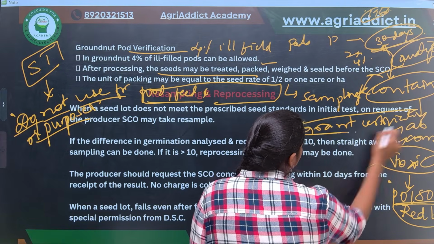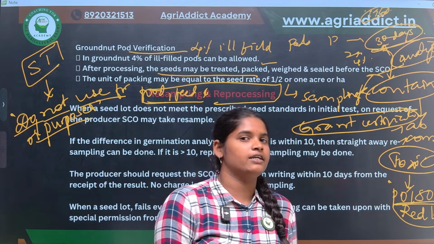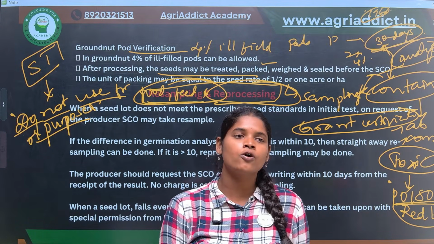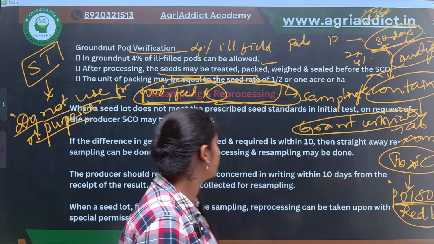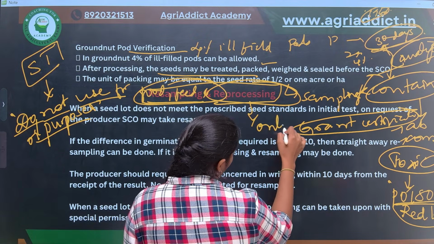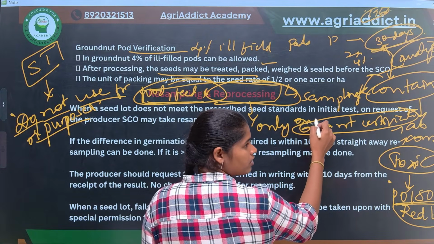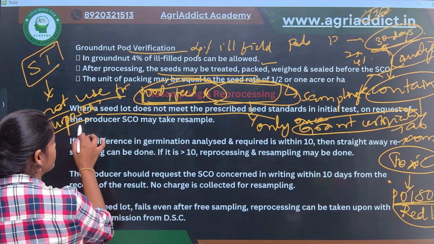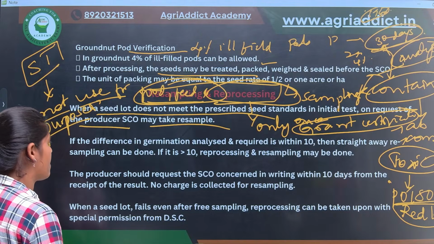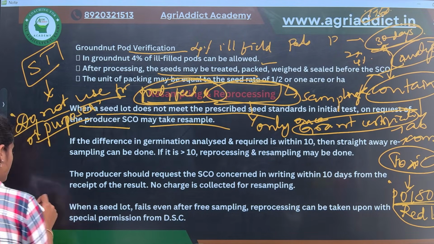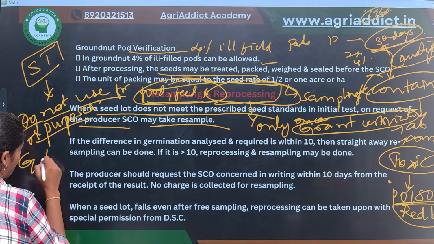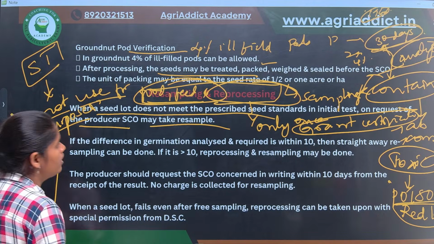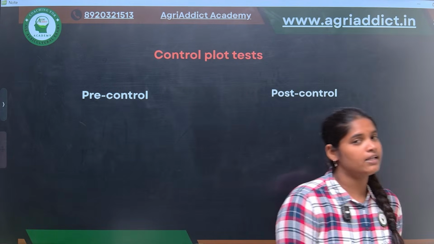If not, if for any of the factors the seed has not met the prescribed standards, then what do we have to do? We have to go for resampling and reprocessing. It is also at the request of the seed producer that we will go for resampling and reprocessing only one time. It is permitted only once. Remember this, okay? So when a seed lot does not meet the prescribed seed standards, on the request of the producer, we can go for resampling, and again we have to give it for testing. Whenever we are giving that for testing, we have to check for germination, physical purity, and moisture content. Remember, it is about reprocessing and resampling, and there will be a separate fee for that.